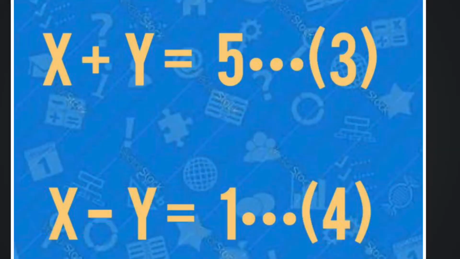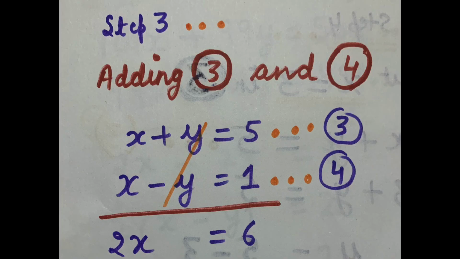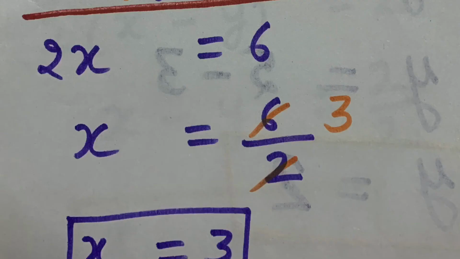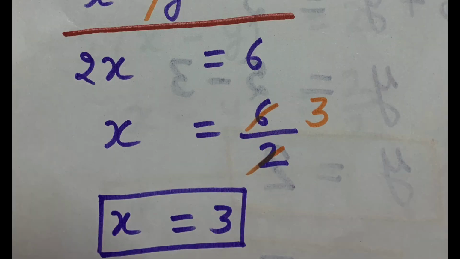Now in step 3 children, I have found 2 new equations. I will add both the equations, equation 3 and equation 4. Equation 3 I have got x plus y is equal to 5 and equation 4 is x minus y is equal to 1. I will add both the equations. X plus x will become 2x, plus y minus y will be cancelled, equal to 5 plus 1, 6. Now 2 from left hand side will be shifted to right hand side and will be converted into division. After dividing 6 by 2, I will get 3. So value of x I have found 3.